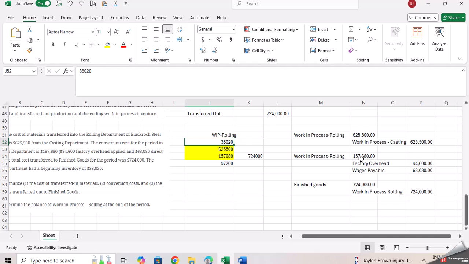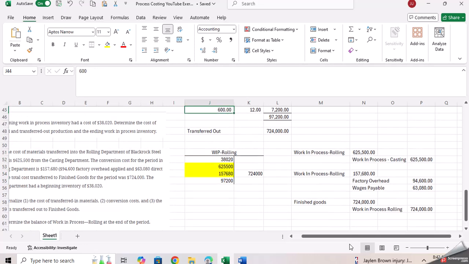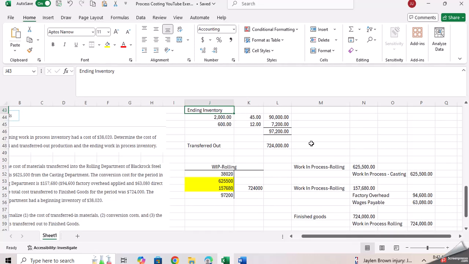We allocated $157,680 of labor and overhead. We transferred 724,000 out to finished goods. So that leaves the $97,200 in our ending inventory. And if you go up, that is what we mapped out above. I just wanted to show it nicely going into the ledger so that you could see how it ends up at that balance, but it is also the balance that we calculated. So hopefully that makes sense in the flow of how that goes.